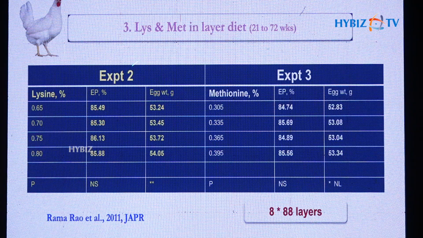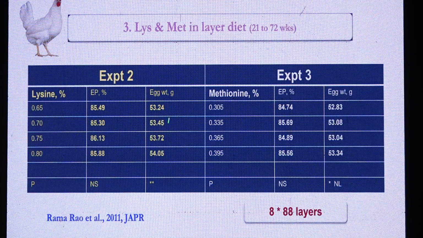So in protein, of course, we did trials on lysine and methionine. This we published in the Journal of Applied Poultry Research. At the lysine level, we increased from 0.65 to 0.8%. Similarly, methionine, we increased from 0.3 to 0.4%. There was no significant response in egg production at both levels. This we did for almost the complete laying period of 21 to 72 weeks of age.